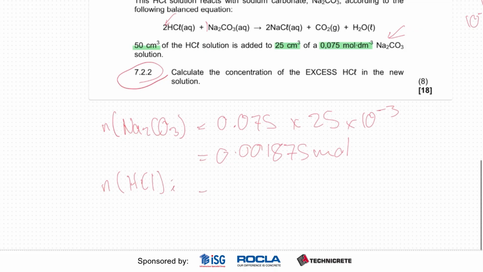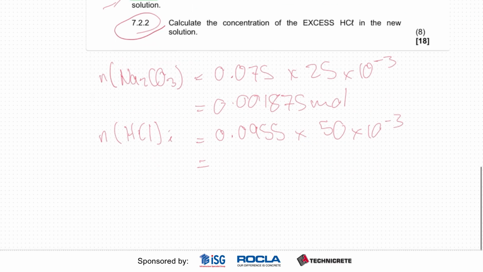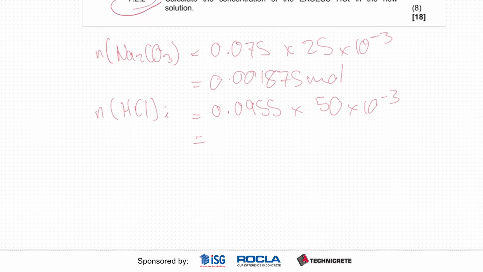I'll put an I for initial. And that's our concentration times our volume of 50. And this is why they didn't give us the concentration. I was wondering, how do we get that? But we get it from the first part of the question. Okay, and this gives us 0.004775.